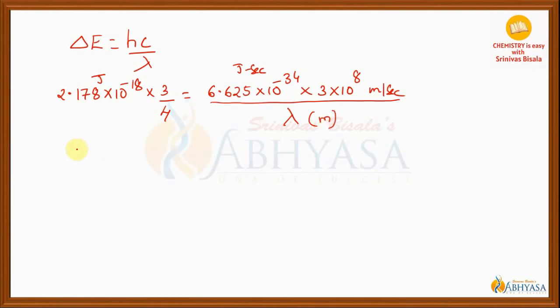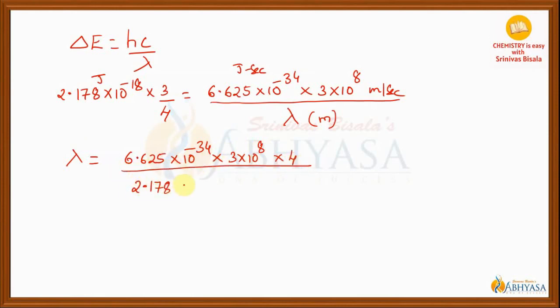So when you rearrange this one, we get wavelength as equal to 6.625 into 10 to the power of minus 34 into 3 into 10 power 8 into 4 divided by 2.178 into 10 power minus 18 into 3. And remember 6.625 into 3 is 19.875. And that one for calculation purpose, we can take it as equal to 20.